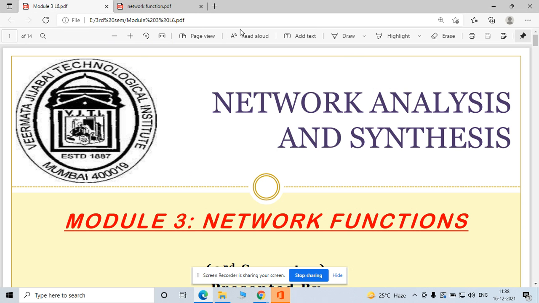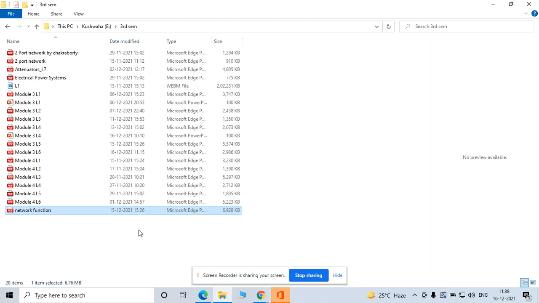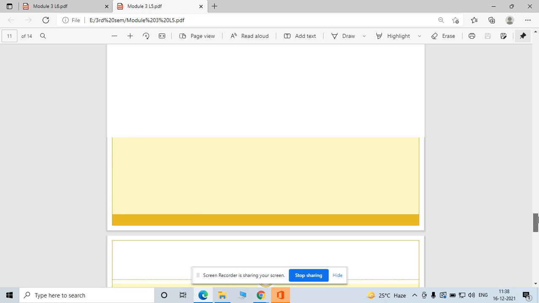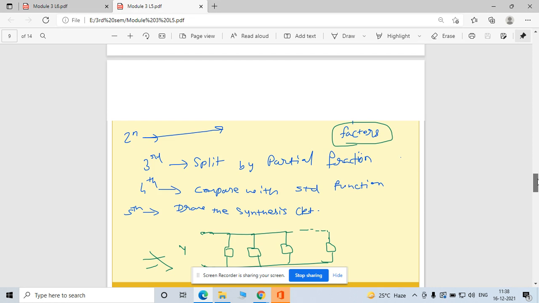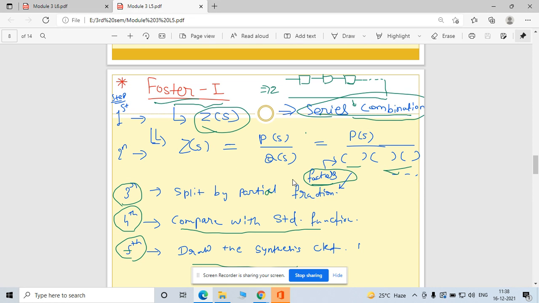See in this circuit. Now, for this Foster one circuit, this is a standard circuit for this Foster one. Foster one we always represent in the form of this impedance function.